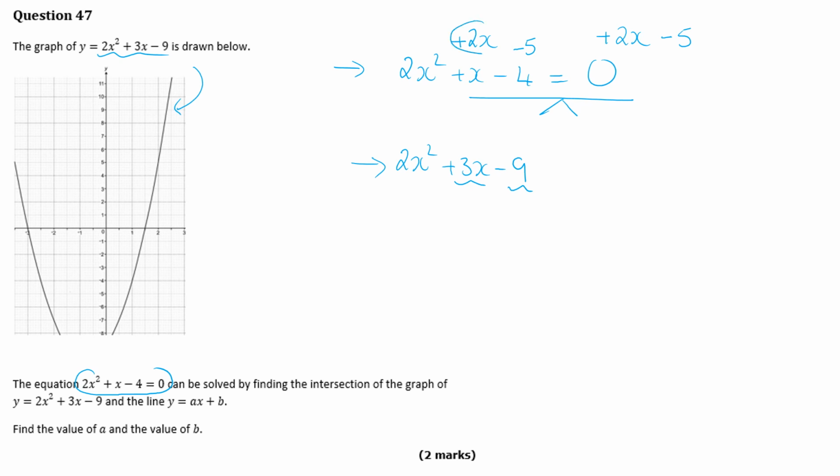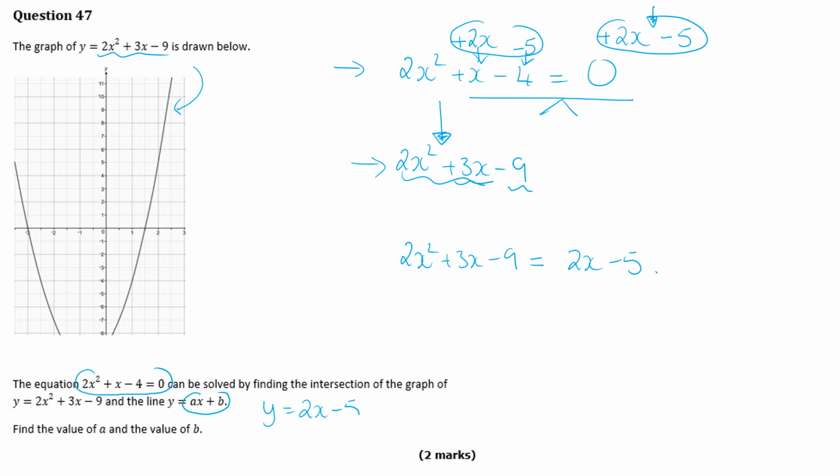So if I do this to the left, it will be the same as the graph, but in order to do that on the left, I need to also do the same things on the right. So if I've then got my graph 2x squared plus 3x minus 9, that will equal the 2x minus 5, because if I add those here, I will get my graph, but I need to add them to the other side as well. So the line that I need to draw is the line y is equal to 2x minus 5. So the values of a and b are 2 and minus 5.